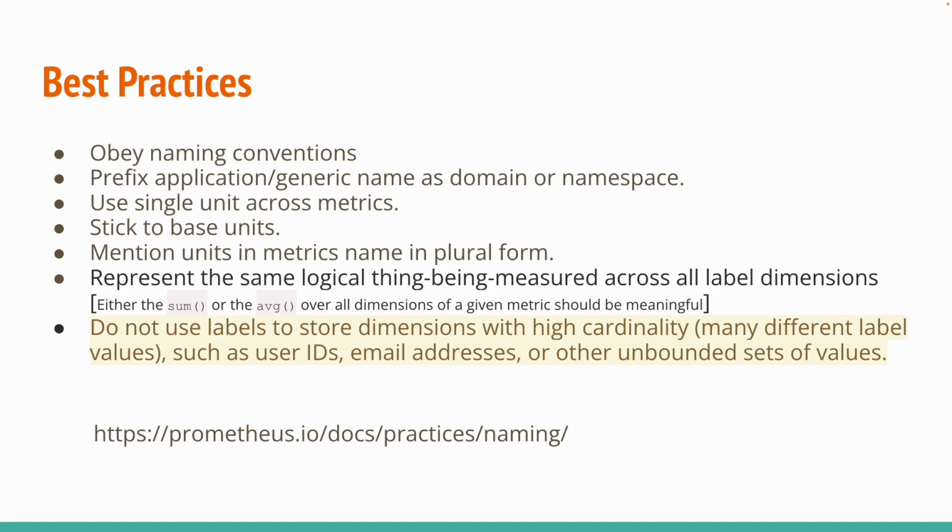And for a metric name, it's good practice to prefix it with either the application name or some generic name such as a domain or namespace. For example, if you are dealing with any application specific metric, then put the application name as a prefix. Otherwise, if you're dealing with some generic or standardized metric, like let's say if you're capturing the CPU time for a process, then the metric name can start with process underscore.